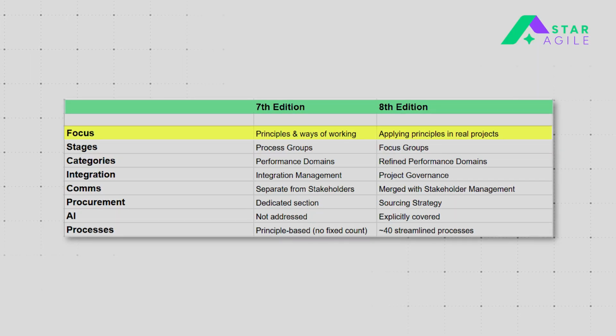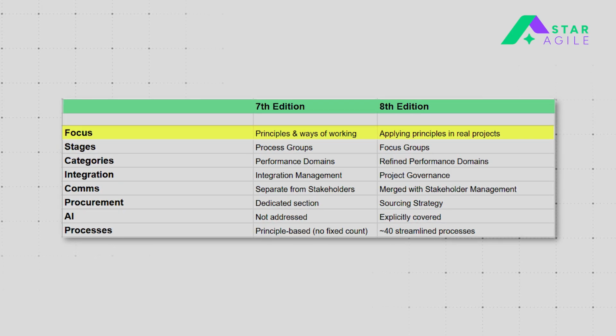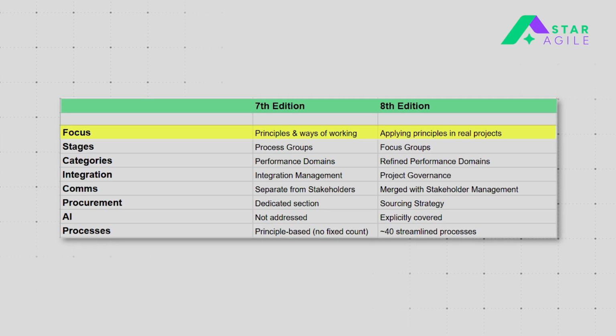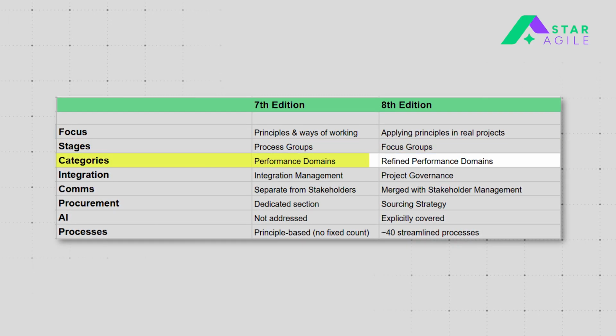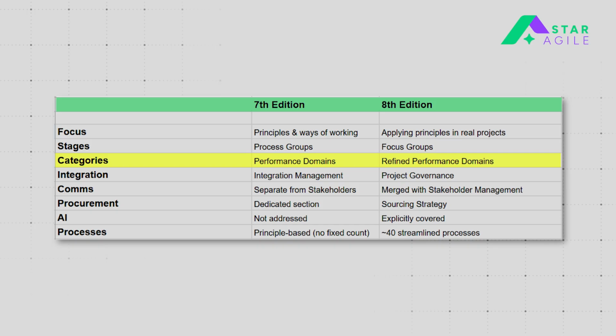So here's how I'd summarize everything I learned from comparing both editions. The 7th edition focuses more on how to think about project management. It talks about principles and ways of working. The 8th edition shifts to how to actually apply those ideas in real projects. Earlier we had process groups. Now it's focus groups, more flexible and practical. Performance domains are still there, but in the 8th edition, they're more refined and clearer.